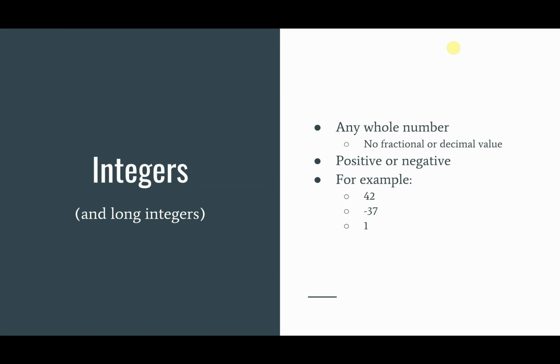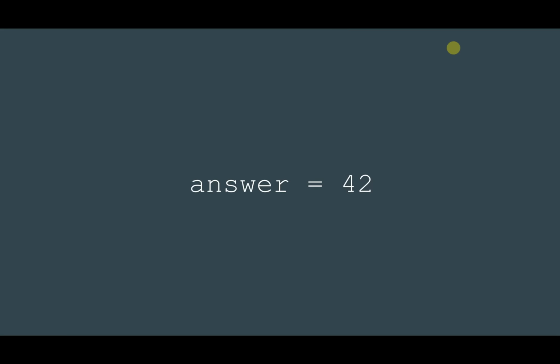The next primitive data type is an integer. An integer is any whole number. It cannot have a fractional or decimal value, and it can be positive or negative. So integers include 42, 37, 18, 19, 20, anything like that. For instance, we have our variable answer. We use the equal sign to assign it the integer 42.